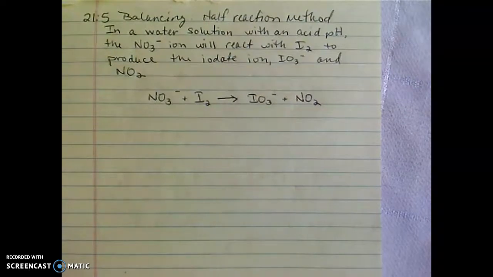In other words, we're going to do half the reaction at one time, half the other one. So we'll do the reduction and then the oxidation. So first thing you have to do is determine which one's going through oxidation and which one's going through reduction. So you have to go through and determine your oxidation numbers.